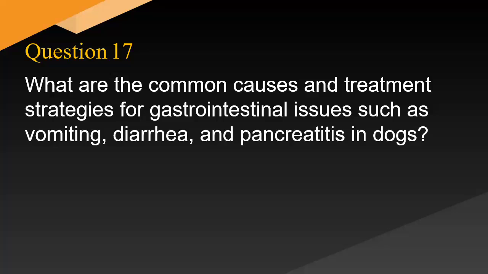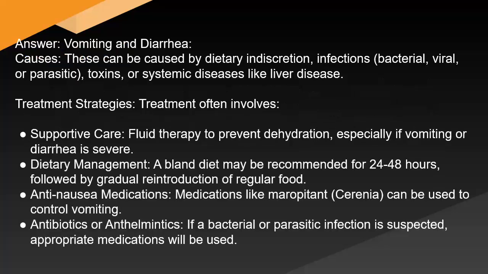What are the common causes and treatment strategies for gastrointestinal issues such as vomiting, diarrhea, and pancreatitis in dogs? Answer: vomiting and diarrhea. Causes: these can be caused by dietary indiscretion, infections, bacterial, viral, or parasitic, toxins, or systemic diseases like liver disease. Treatment strategies: treatment often involves supportive care, fluid therapy to prevent dehydration, especially if vomiting or diarrhea is severe.